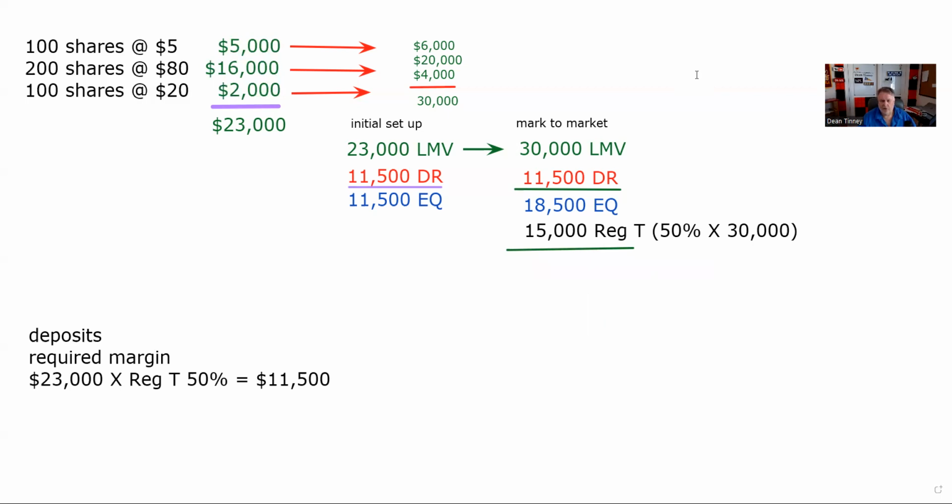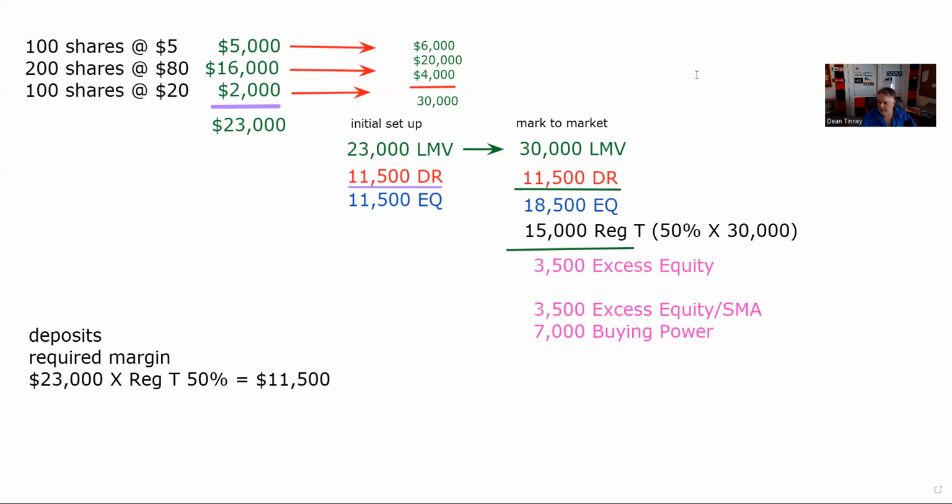So what we did here is a mark. Based on that new market value, you still owe the brokerage firm 11.5. You have 18.5 in equity. You only need to have 50%. 50% of that is 15. So you have 3,500 in excess equity. Again, in the house example, if you had excess equity in the house, they might extend you a further loan. And we in the margin department are willing to do the same here.